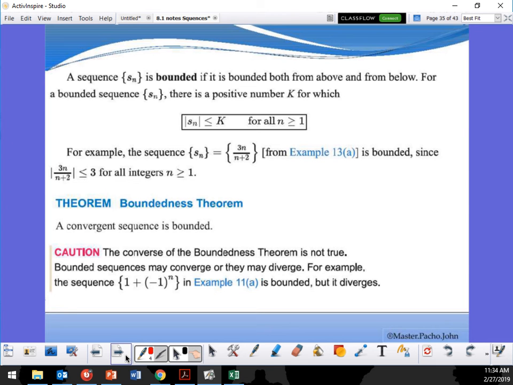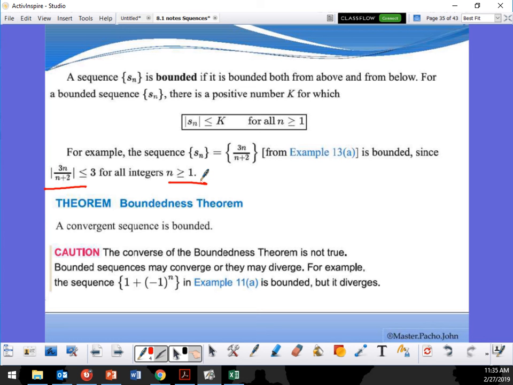For example, the sequence S of n for this one right here is bounded for all integers that are greater than or equal to 1. So integers, lowercase n, that means the series is going to be 1, 2, 3, 4 going in there. For this, all my terms are going to be bounded. They should all come out to be less than the number 3, right?